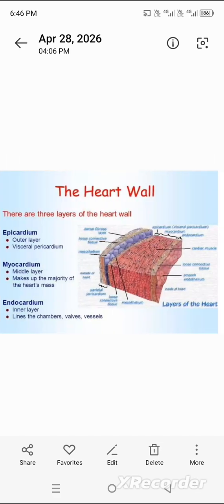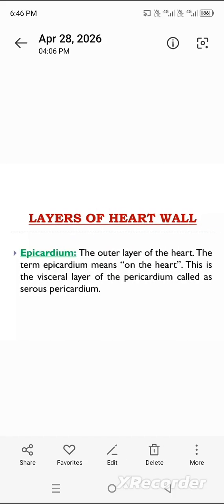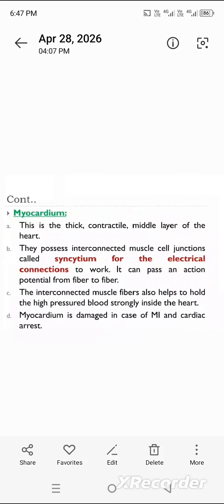Next, we can see the heart wall. So, the heart wall is made up of three layers: epicardium, myocardium, as well as the endocardium. Epicardium is the visceral outermost layer, myocardium is the middle muscle layer, and the endocardium is the innermost layer, which lines the chambers of the heart, valves, as well as the blood vessels. Next, we can see the layers of the heart wall. First, the epicardium is the outermost layer. The term epicardium means on the heart, and this is the visceral layer of the pericardium. So, it is called a serous pericardium.